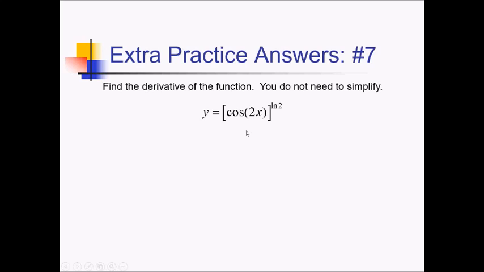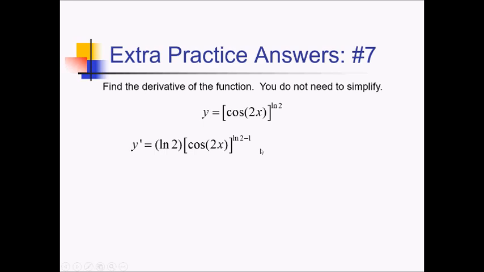The outer function, I have something to the ln of 2 power. This is really just going to be a power rule since ln of 2 is a constant. So we're going to have ln of 2 times something to the ln of 2 minus 1 power. So that's ln of 2 times cosine of 2x to the ln of 2 minus 1.